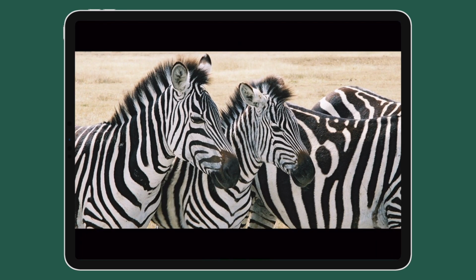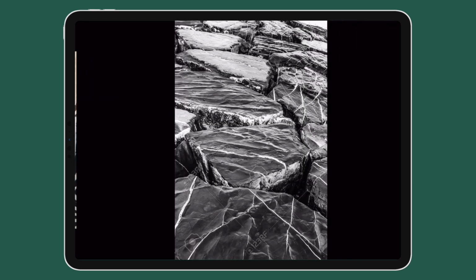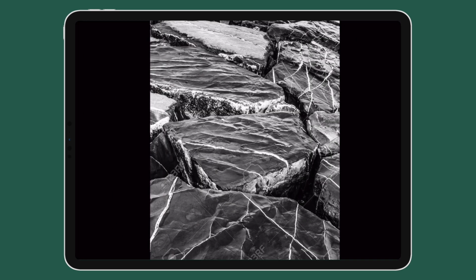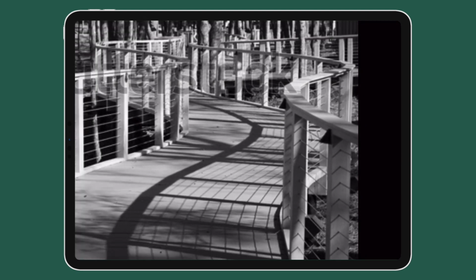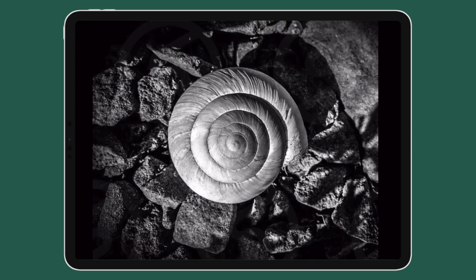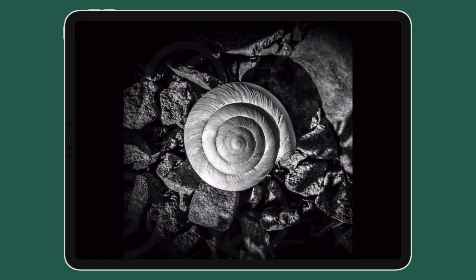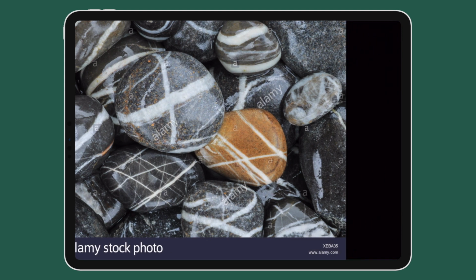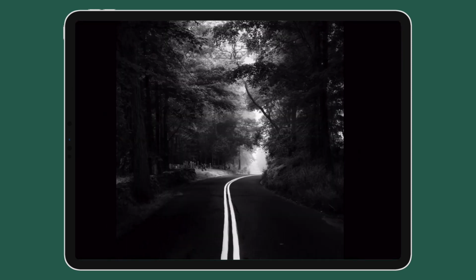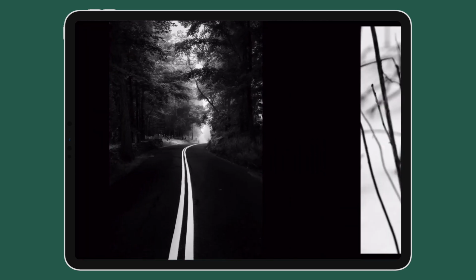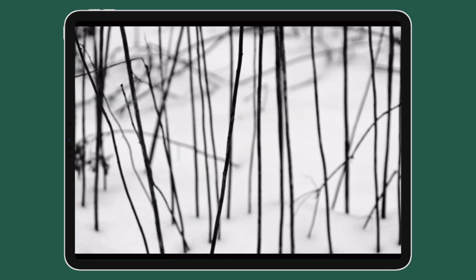Zebra has lines and dots. Wow, look at the lines on these rocks. Wow, lines on the pathway, on the rail, like a fence. Oh, lines on seashell and on rocks. Whoa, look at this beautiful straight line curving around on the road. And also organic lines of the trees. Branches are lines.